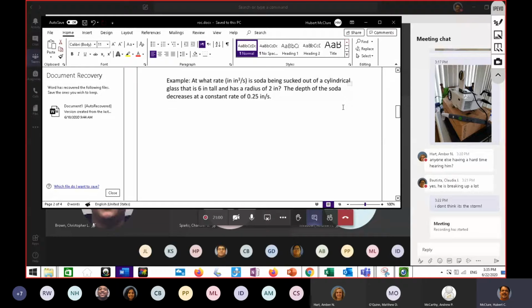Oh, the depth of soda decreases. That sounds like a dx/dt maybe, or dh/dt. Since it's height, that would be dh/dt. So the first thing I would do, before I draw my picture, is say, whoa, wait a minute. Here is my dy/dt. So I'm going to put dy/dt is equal to -0.25 inches per second.